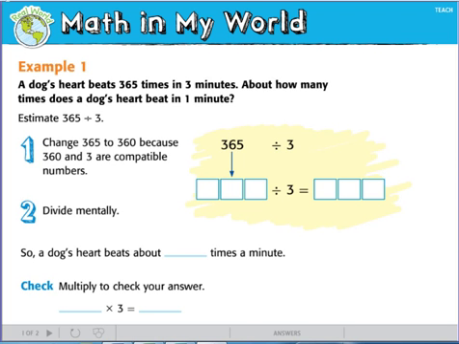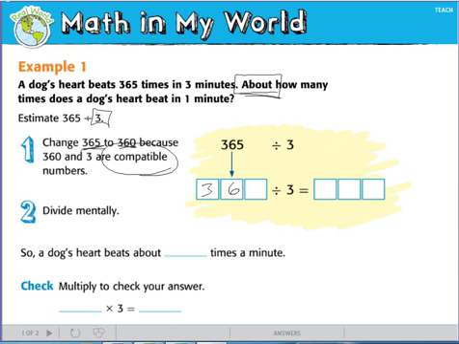So, compatible. A dog's heart beats 365 times in 3 minutes. About how many times does a dog's heart beat in 1 minute? So, this is 3 minutes. Okay? Now, this is the key word that's going to let us know that, hey, you're going to round, or you're going to use a compatible number. You're going to make this problem easier for yourself. The word about. Okay? So, I know that it needs to be something close to a minute. I'm going to change 365 to 360 because 360 and 3 are compatible.